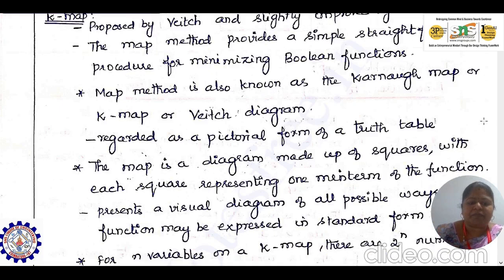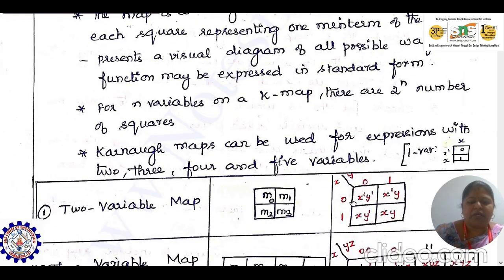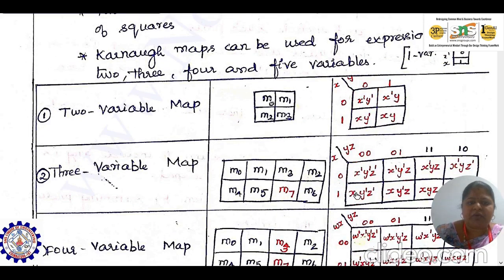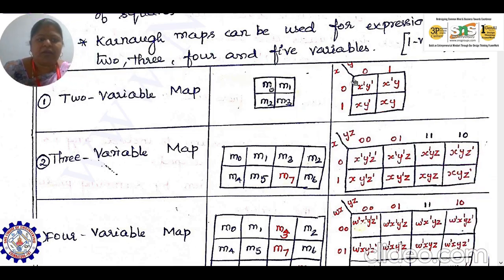It is regarded as the pictorial representation of the truth table. The K-map can be used for expressions with 2, 3, 4 and 5 variables. So here are the example K-map representations for different variables.